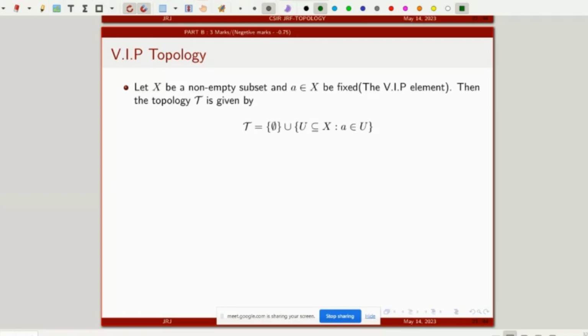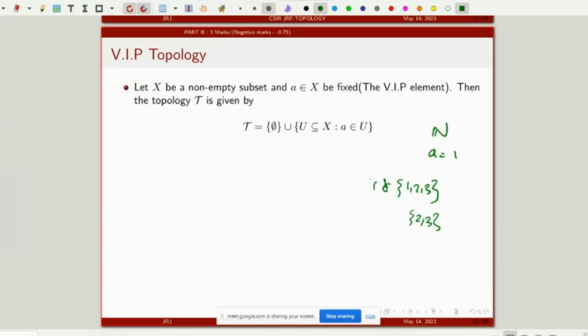Now we will move to the example, the VIP topology. It is defined as: let X be a non-empty set and A belongs to X. So we fix one element in that space, and the open sets are defined as the subsets of X which contain A. If we consider natural numbers and my VIP element A is 1, then the set {1, 2, 3} is an open set. But the set {2, 3} is not an open set because 1 does not belong to this set.